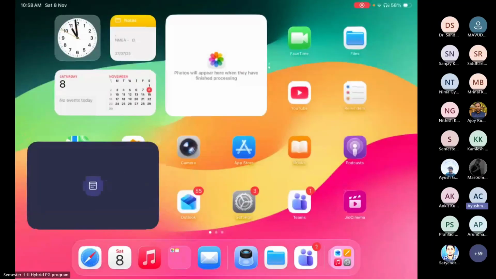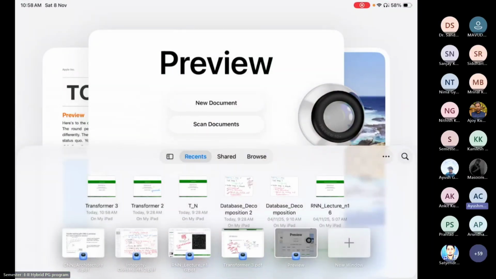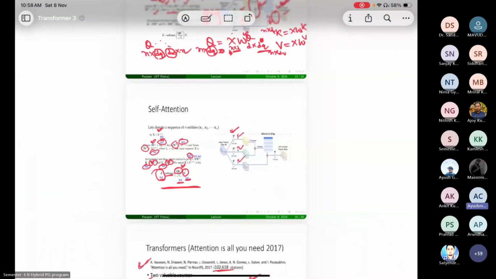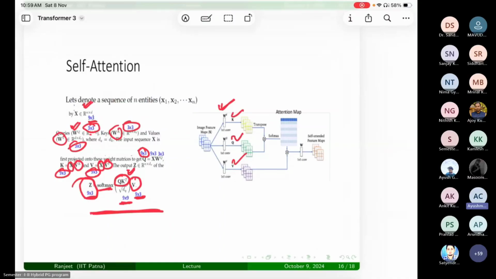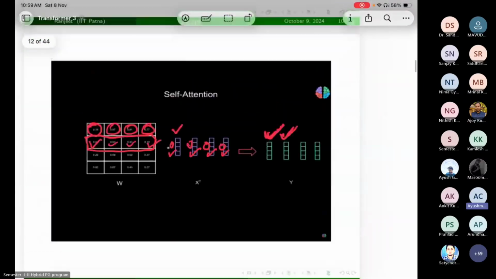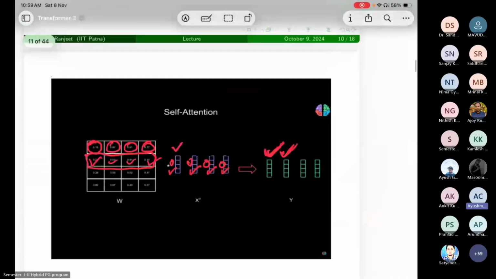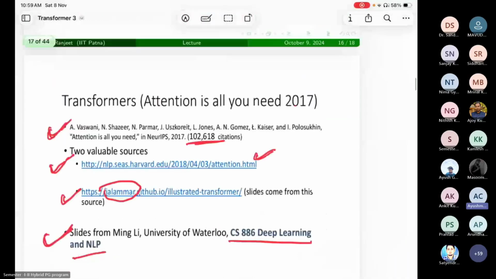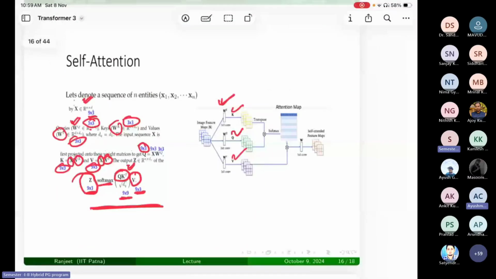Hello, sir. Good morning. Good morning. In this PPT, you had given the example of the image. Last one, the PPT which we were showing, in the attention mechanism you were discussing, right? Yeah, this one.